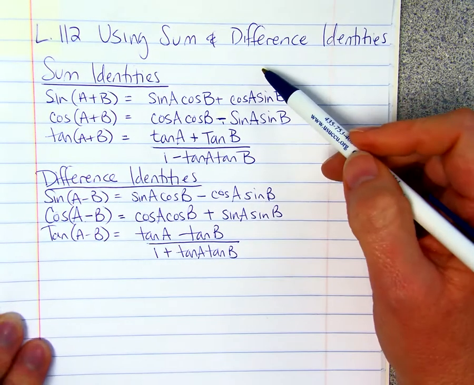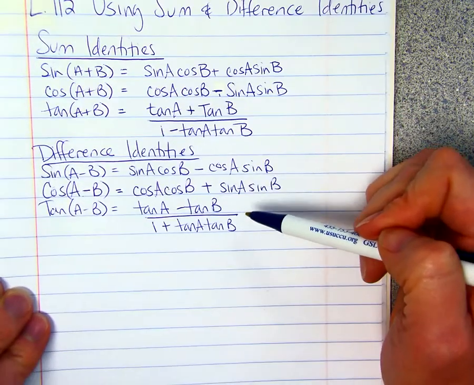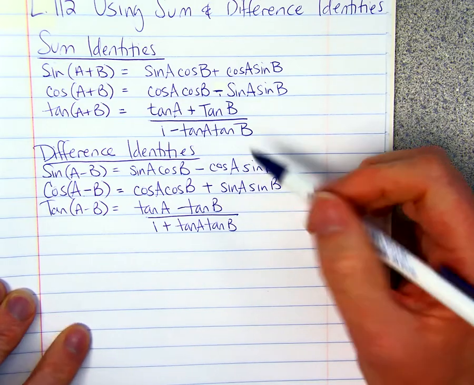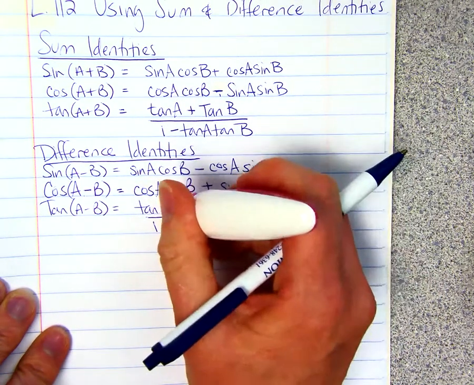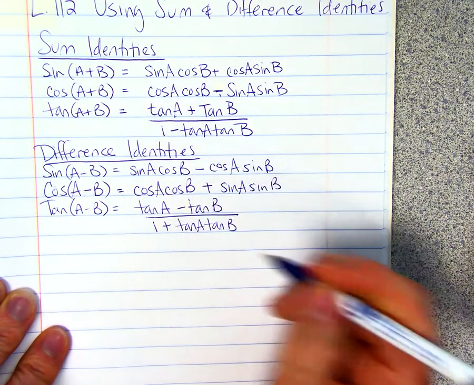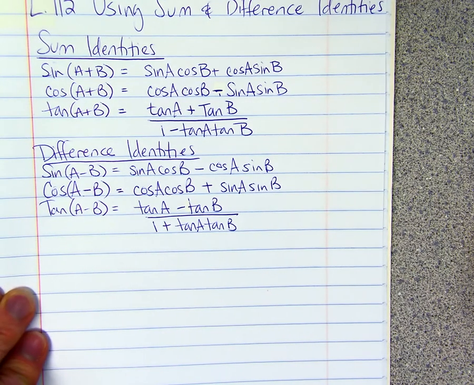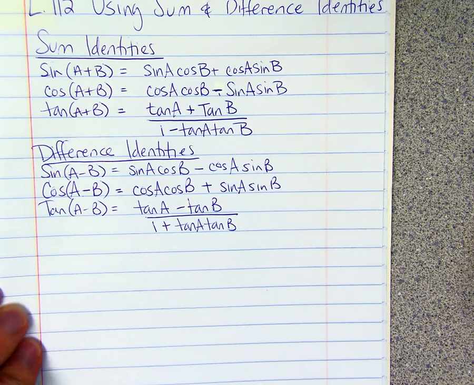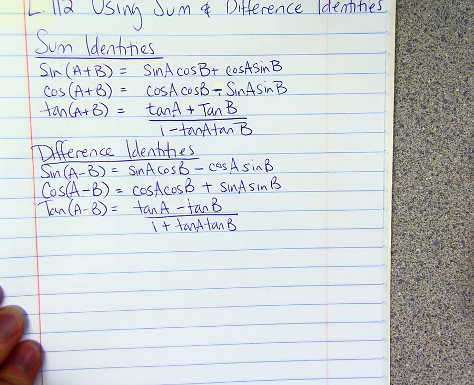So if you know the sum identities, the difference identities are exactly the same thing, you just change the signs on all the different parts where signs are. We can use these identities to solve problems.